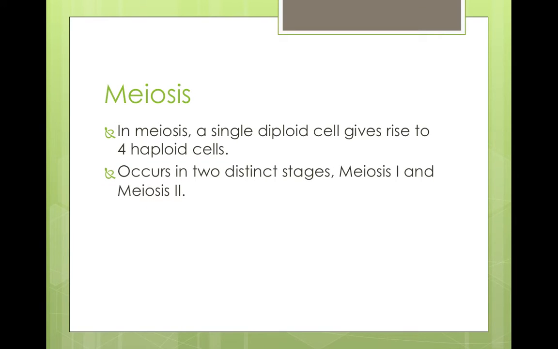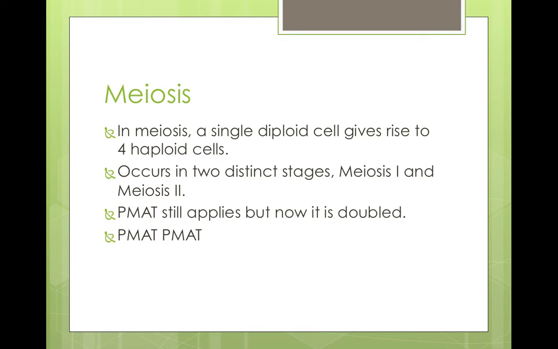This occurs in 2 different stages, meiosis 1, which is a little bit quirky, and meiosis 2, which is very much like mitosis. PMAT still applies, but now it's doubled. So you go through prophase, metaphase, anaphase, and telophase twice. The first time we call it meiosis 1: prophase 1, metaphase 1, anaphase 1, telophase 1, and then we have meiosis 2, so it's prophase 2, metaphase 2, anaphase 2, and telophase 2.